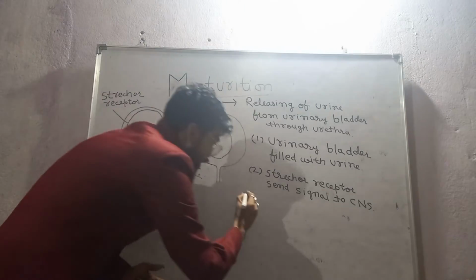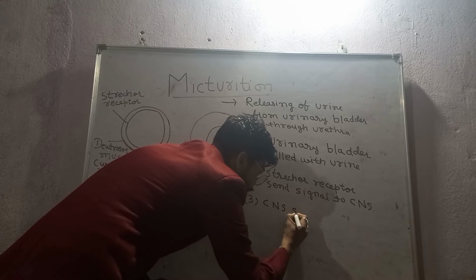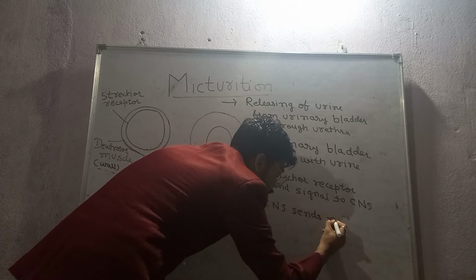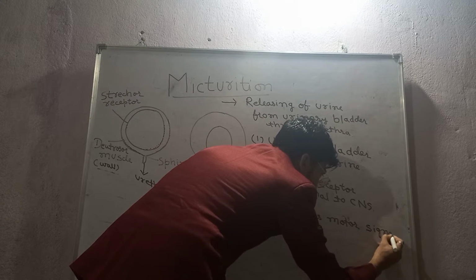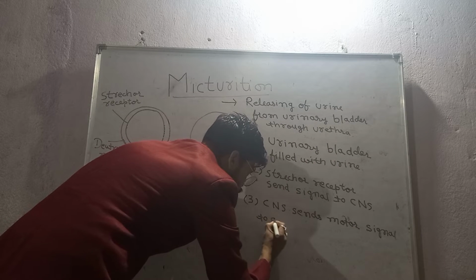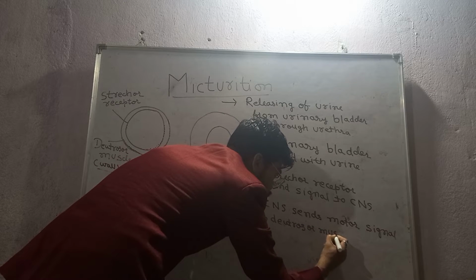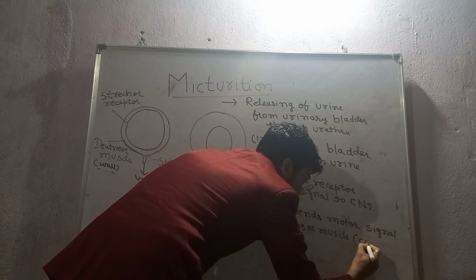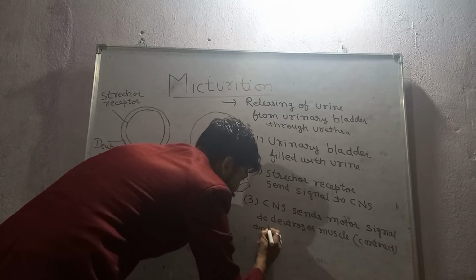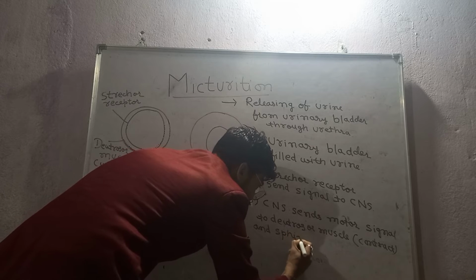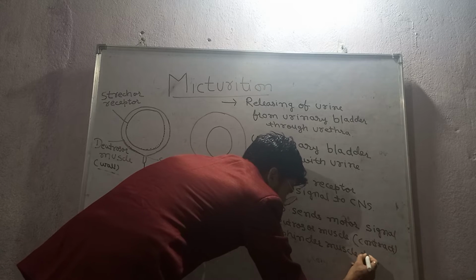So what type of signal? That is point number 3: the CNS sends a motor signal to the detrusor muscles to contract, and to the sphincter muscles to relax.